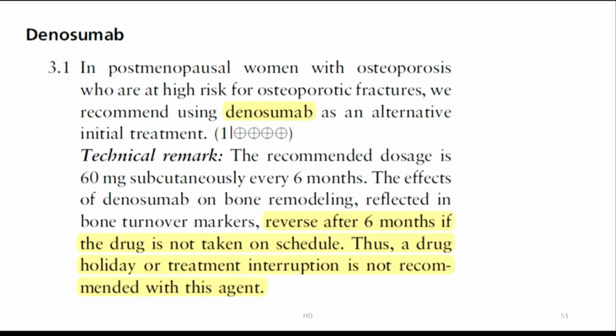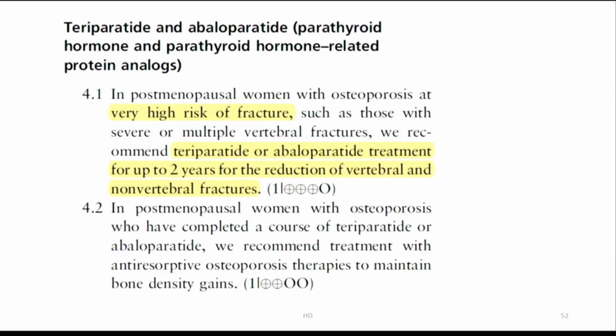Now denosumab can be used as an alternative treatment to zoledronate, and there are a few things to be kept in mind while giving denosumab. It has to be given 6 monthly, and one should not skip the dose of denosumab, because if you skip the dose, the bone loss will be severe and the patient is again at risk of multiple fractures. So it has to be given every 6 months without skipping the dose.